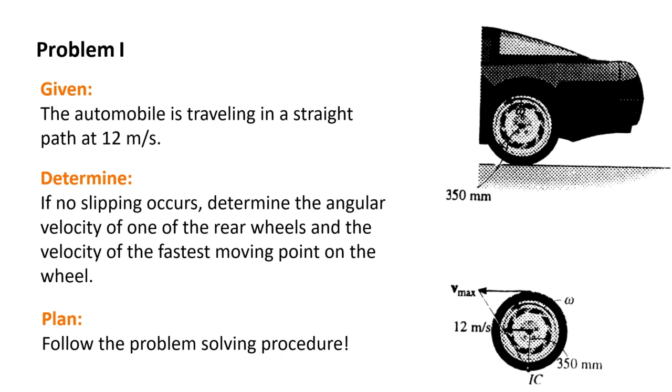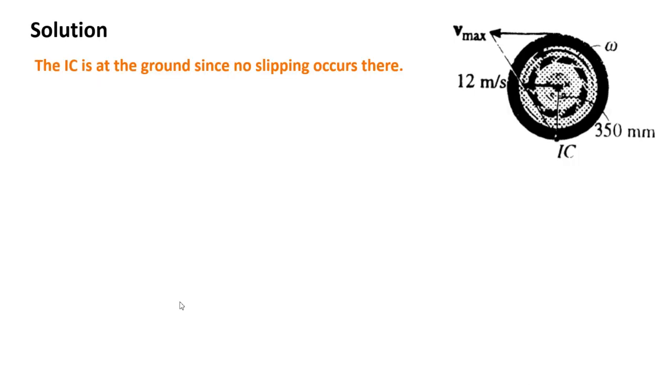What we need to do in that case is, first, find the IC, which is going to be at the ground since there is no slipping there. Now to sketch that, maybe this image is not very clear. What we are going to do is sketch the first velocity, starting with the point B.